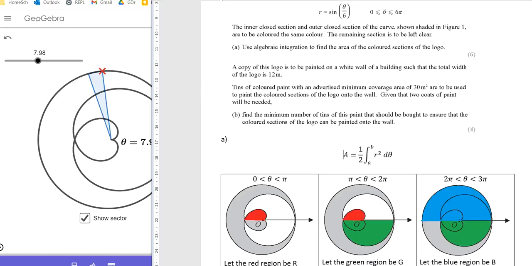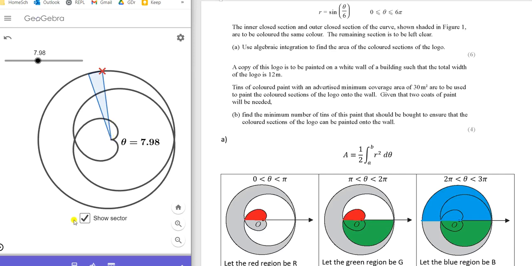Next, we have to look at part B. A copy of this logo is to be painted on a white wall of a building such that the total width of the logo is 12 meters. So from the left to the right hand side, we need 12 meters. Whereas in reality, we've got something else, depending on precisely how far away from the pole we are when we are as far away as possible, which is about here at 3 pi, and how far away we are when we're as close as possible, as far away as possible on the right, which is somewhere around here at 2 pi. But we'll get to that.